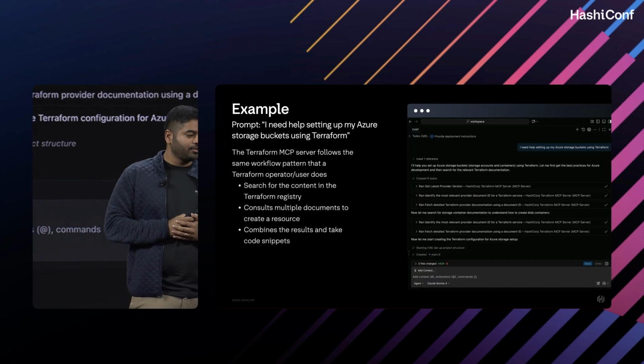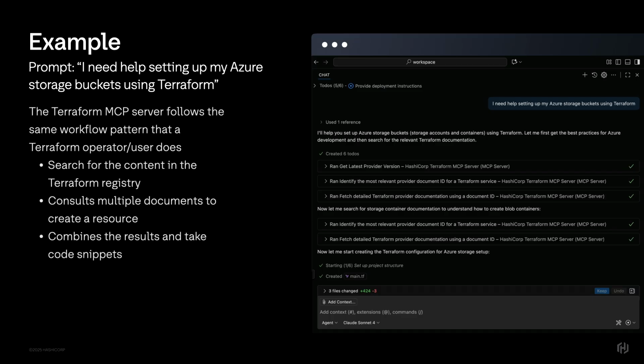All right, so here's a quick snapshot before I dive deep into the demo. Here's an example prompt: I need help setting up my Azure storage bucket using Terraform. What are the steps that the MCP server is going to take? It's going to first figure out, okay, I'm going to search the registry with some context. In this case, it would be Azure storage bucket.